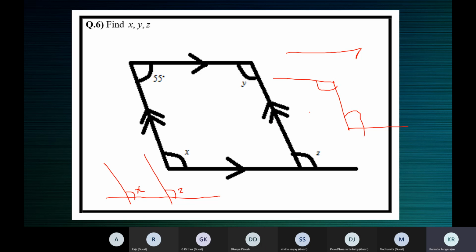They are parallel lines. Opposite sides are parallel. So, parallel lines, and this one below, this one is a transversal. I've shown it here. Transversal.